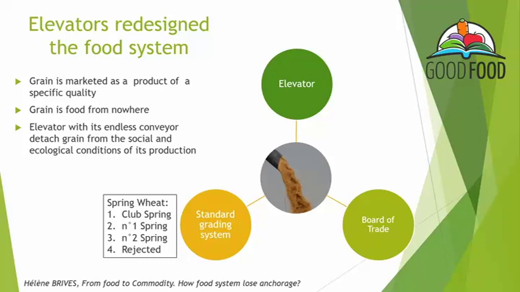The board no longer recognized spring wheat as a single category, but instead broke it into 4 grades ranked from high quality to low: Club Spring, Number 1 Spring, Number 2 Spring, and Rejected. Grain is now marketed as a product of a specific quality, but has become food from nowhere. Elevators detach the grain from the social and ecological conditions of its production. Elevators redesigned the food system.